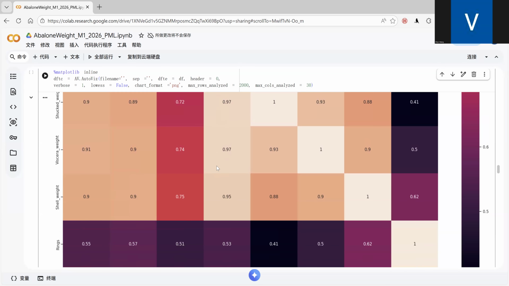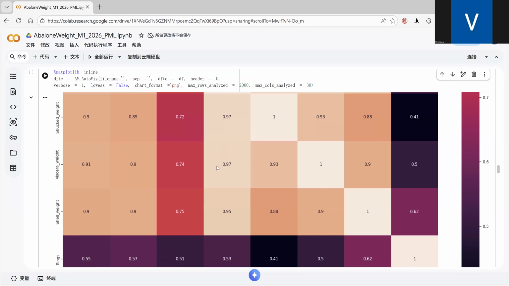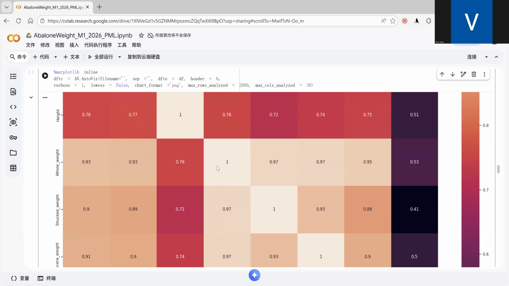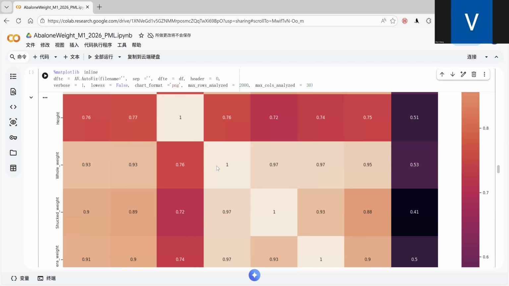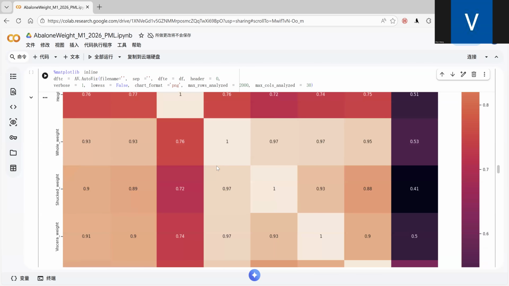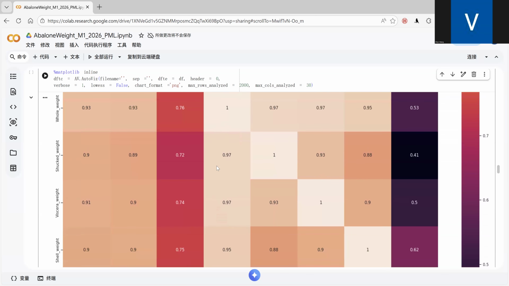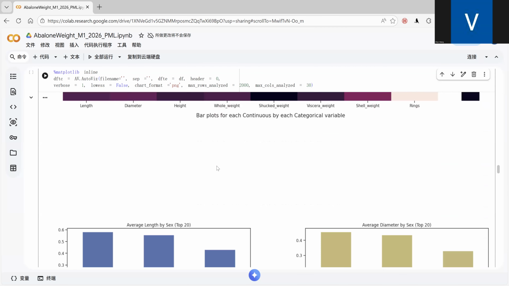Correlations with rings: shell weight is about 0.62, diameter about 0.57, length about 0.55, height about 0.53, whole weight about 0.51, viscera weight about 0.5, shucked weight about 0.41. Linear signals exist, but are incomplete.